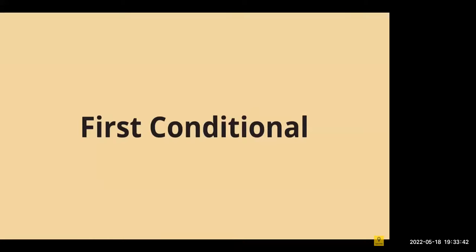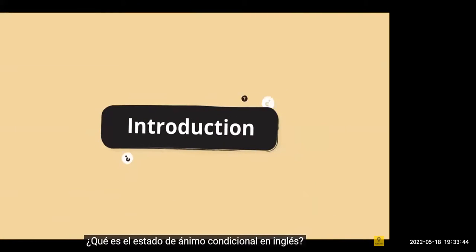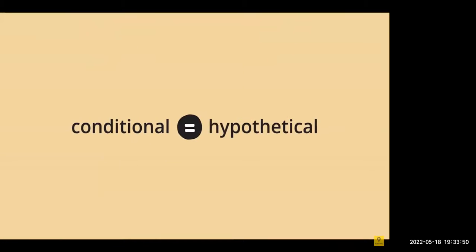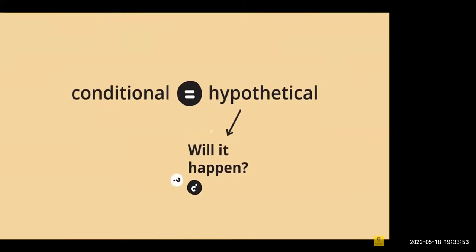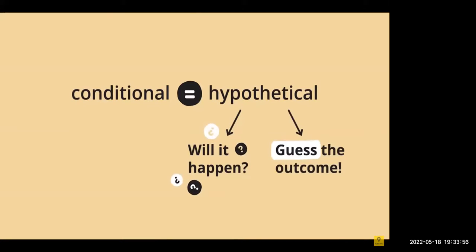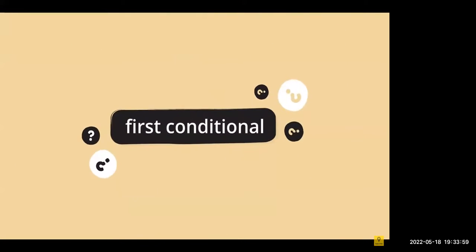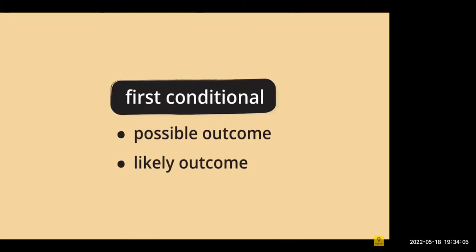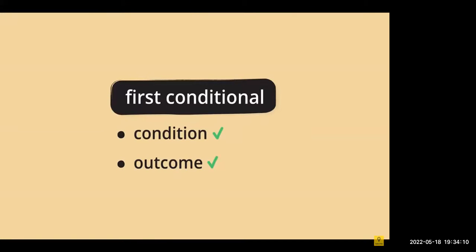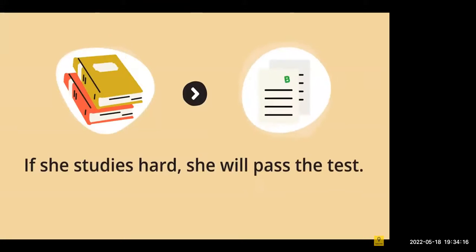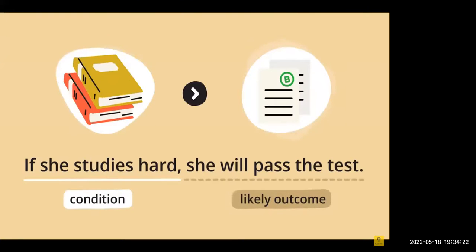First conditional. What is the conditional mood in English? We use the conditional mood in hypothetical situations. When we don't know if something will happen, we make a guess about the outcome. What is the first conditional? We use the first conditional for a possible or likely outcome. This means that if a certain condition is met, the outcome will probably happen. For example, if she studies hard, she will pass the test. If the condition of studying hard is met, it is likely that the outcome will be passing the test.